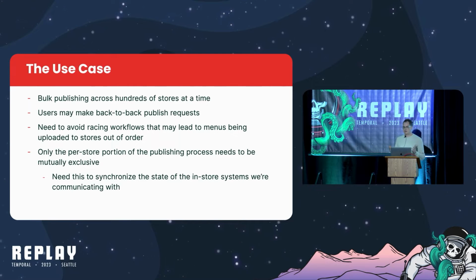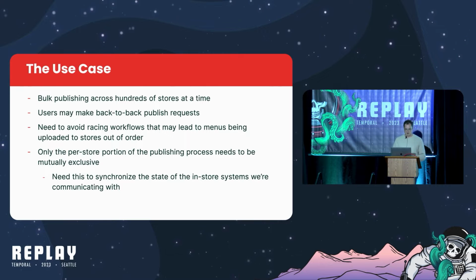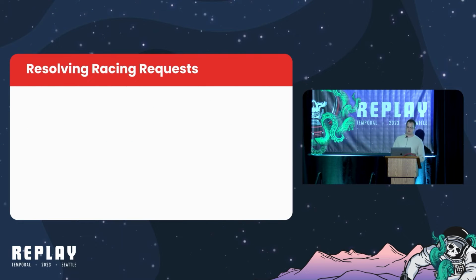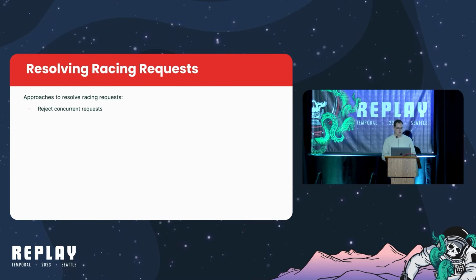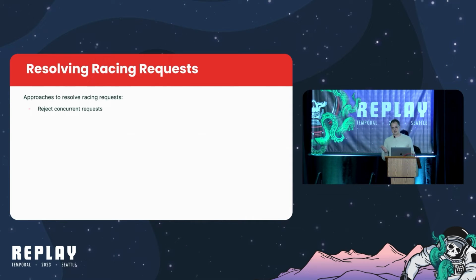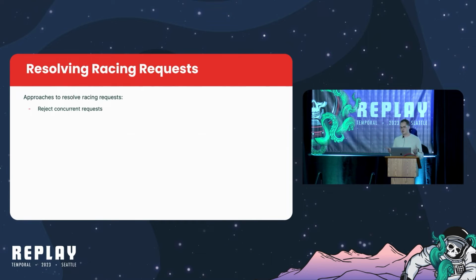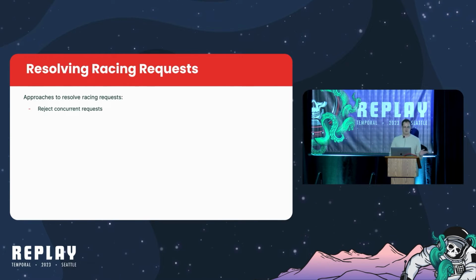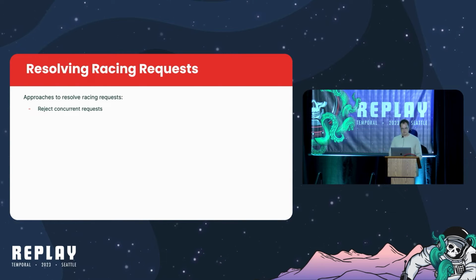So we have this need to prevent these racing workflows, and there's a couple ways that you could approach this problem if you ended up having racing workflows to deal with. The easiest being that you can just reject the second workflow. If this is good for your use case, it's the easy way to resolve this. Just let the first workflow finish, and return an error saying you can't kick off the second workflow yet.